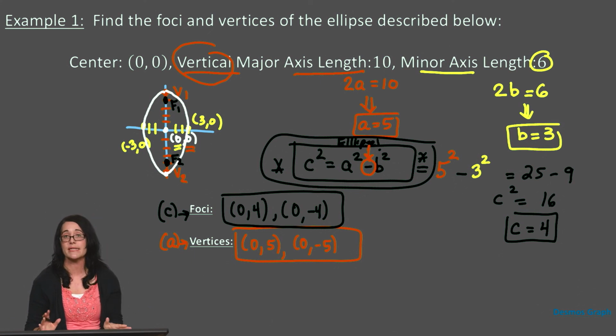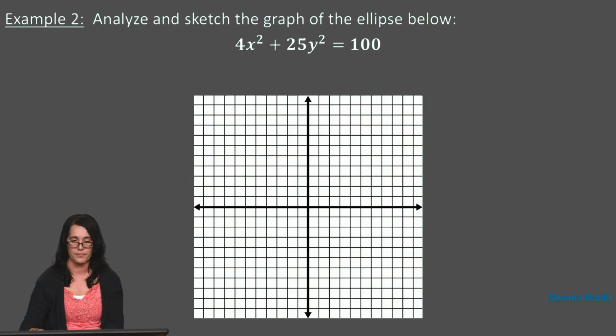Okay, so we've done one example where we asked you to give us the foci and the vertices based on the description of the ellipse. Let's see if you can go a different direction. In example 2, we give you the equation of this ellipse. Now, I ask my students often in class, face-to-face students, how can you determine if an ellipse is an ellipse by just looking at the equation?